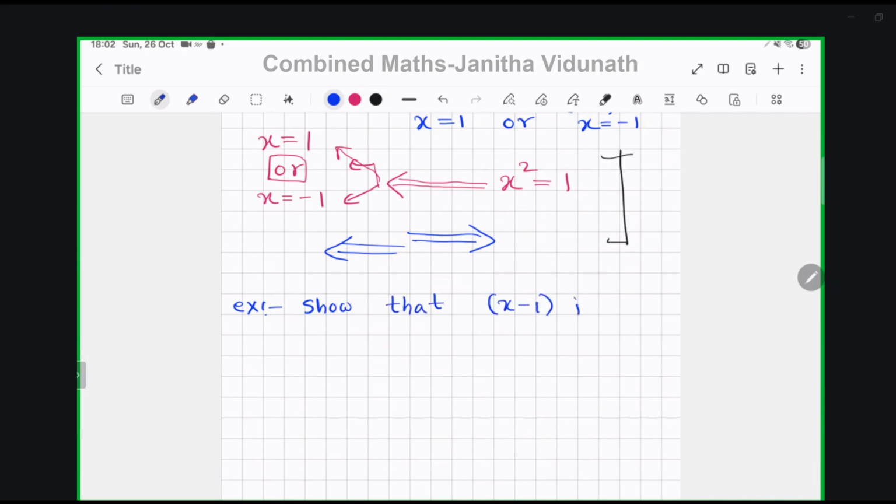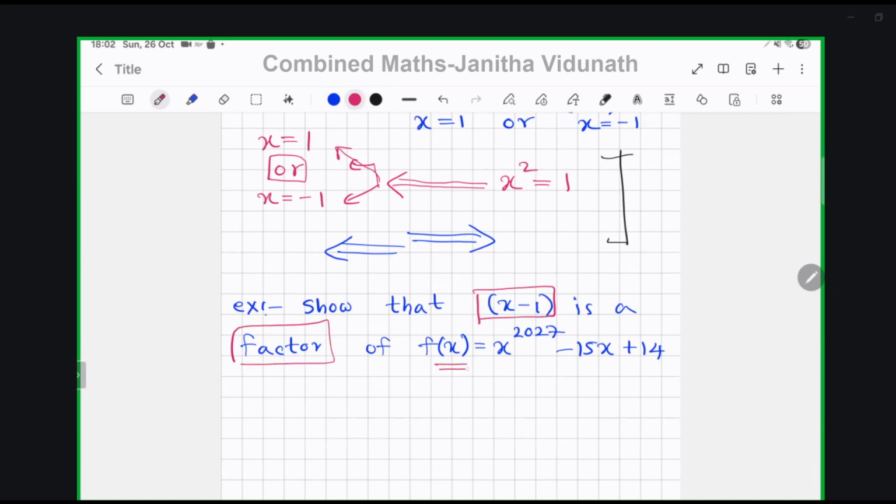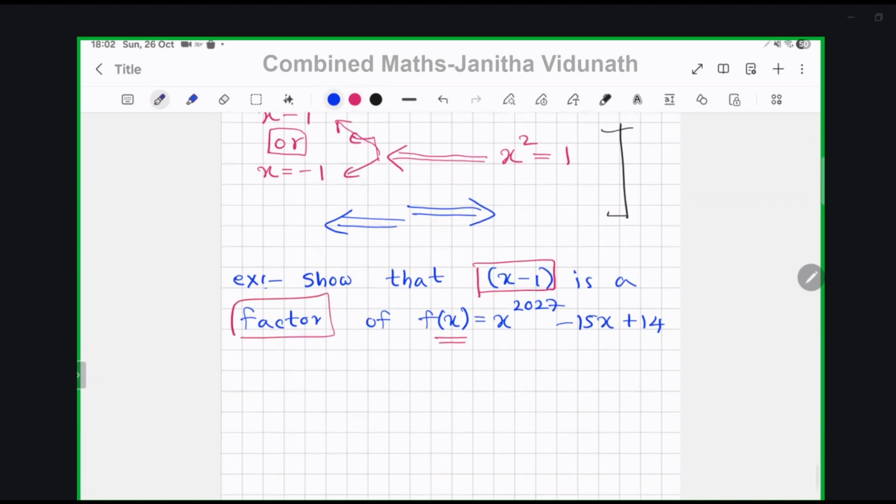Show that x minus 1 is a factor of f(x) = x to the power 2027 minus 15x plus 14. Now we need to show that x minus 1 is a factor of this function. That means if we divide by x minus 1, the remainder should be 0. According to the remainder theorem, the remainder should be 0.